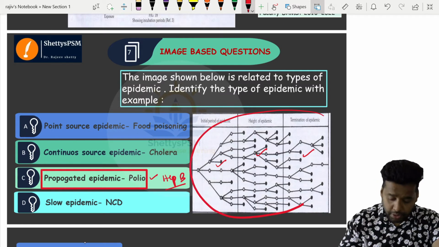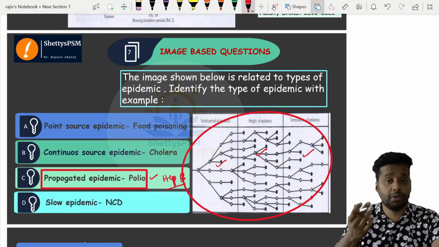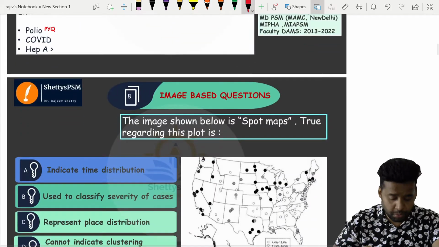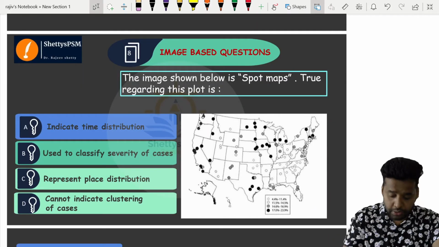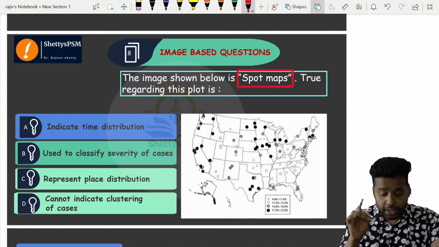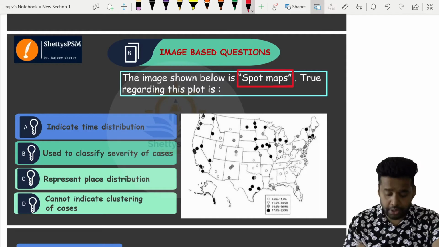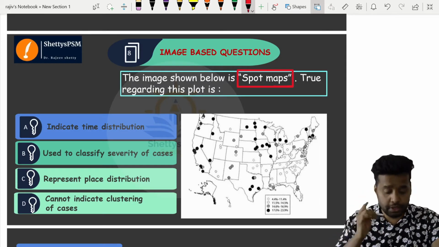They will give this image for you and they will ask what is this type of epidemic. What is the example? Propagated epidemic. It could come to the question. As you can see here, it is spot maps indicating what? Place distribution of disease, which area is affected more comparatively. Spot maps will indicate place distribution of disease.